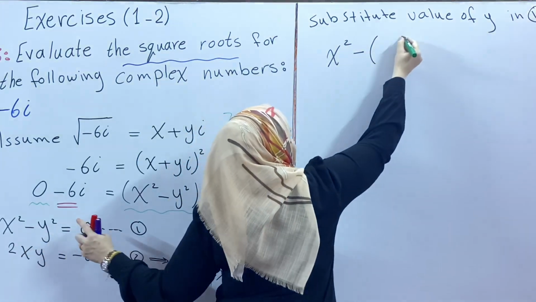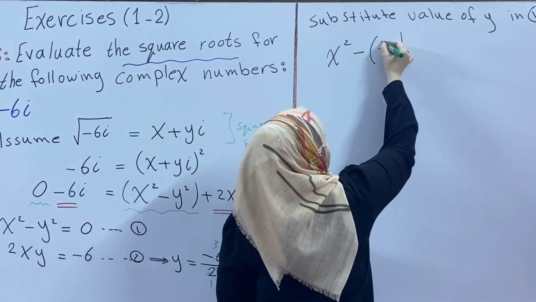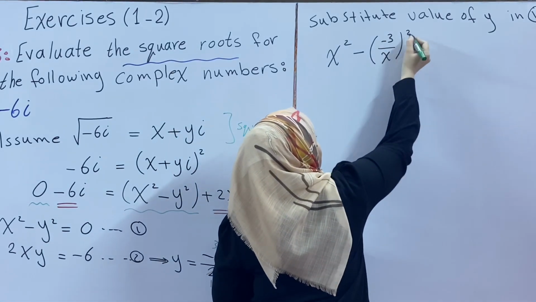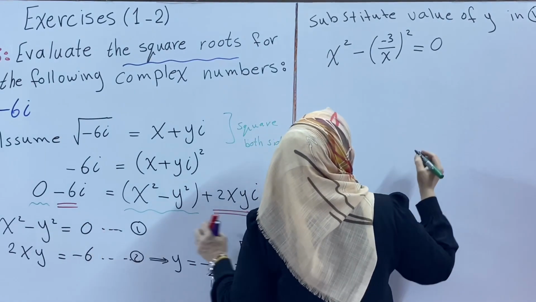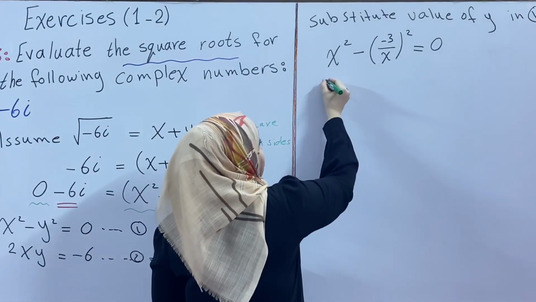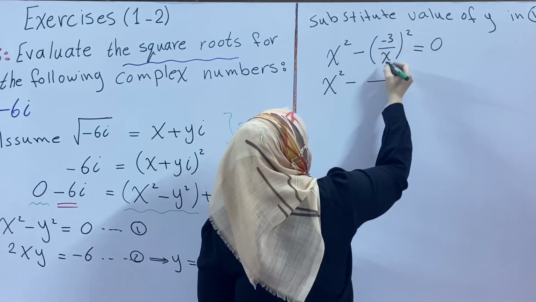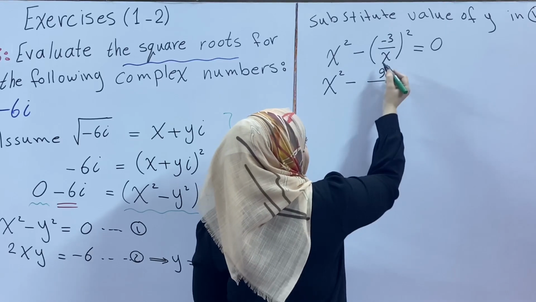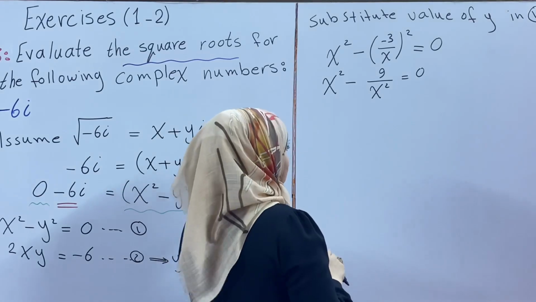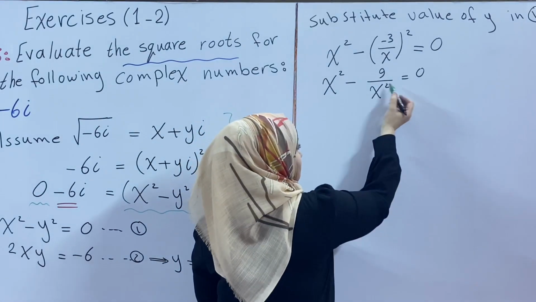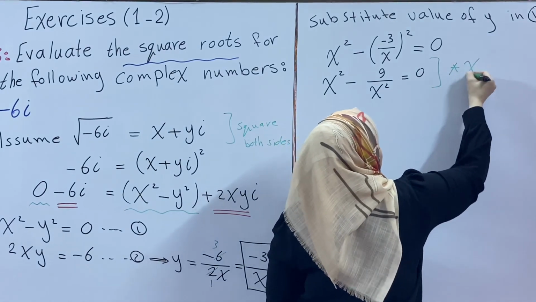Which is x squared minus y squared. Y equal negative 3 on x. Negative 3 on x all squared equal 0. And now I will simplify. X squared minus negative 3 squared positive 9 on x squared equals 0. I can get rid from this denominator by multiplying the two sides by x squared.